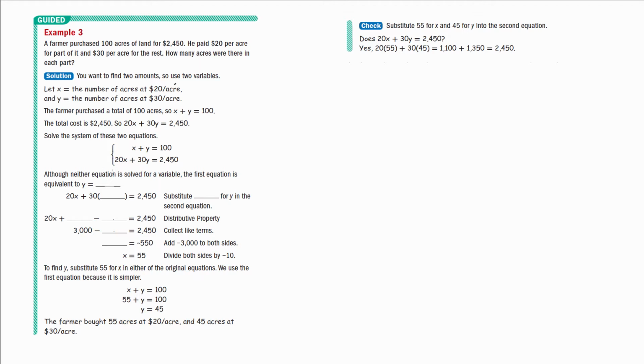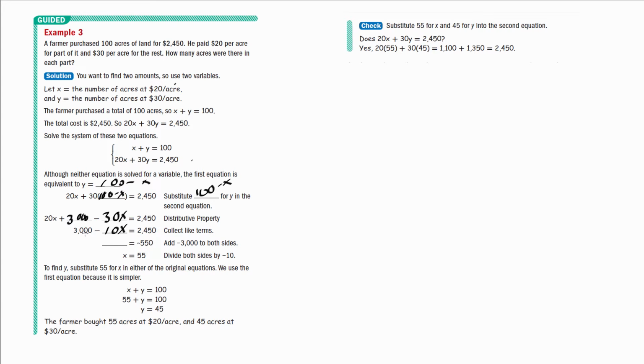We're going to substitute. The first equation is equivalent to y equals 100 minus x. So we're going to substitute that into this equation, and that's 100 minus x. Use the distributive property. So we get 3,000 minus 30x. Collect like terms, and so 20x minus 30x would be minus 10x.